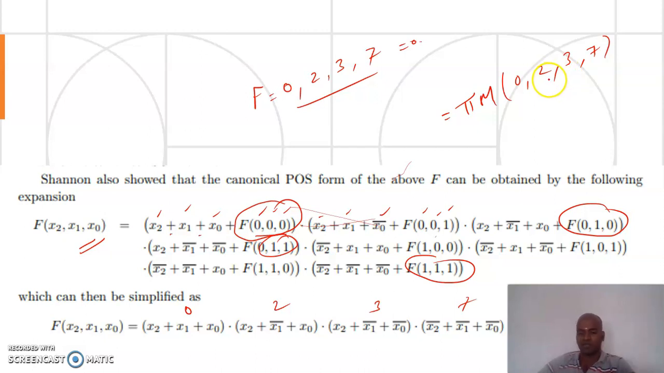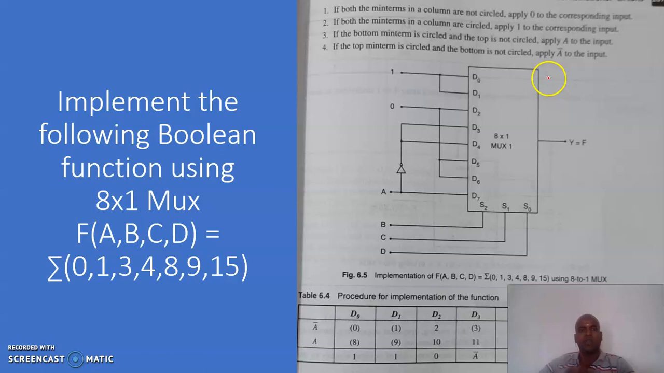Okay, right. Next, we'll move to the next topic. Implement the following Boolean function using 8x1 mux. Okay, so this is the given Boolean function. Minterms are given, right? So have a look at this. Summation is given, so minterms are given. Have a look at this: the value 15 is given.